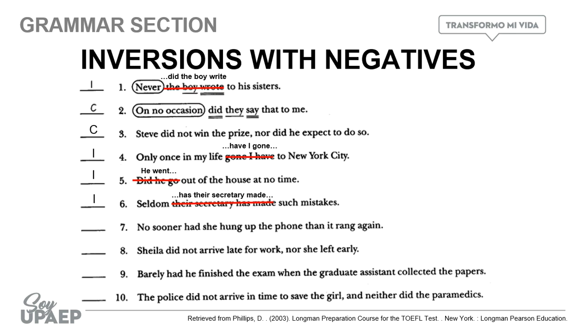Number 7, no sooner has she hung up the phone than it rang again. This sentence is correct. You have a negative word and you have an inversion.